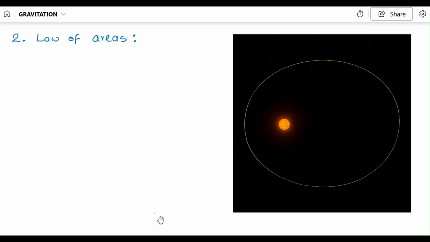Okay, let's continue our discussion. So in the last video, we have discussed law of orbits. Now we are going to discuss law of areas. So let me introduce what it means, and then we will come to the explanation part.